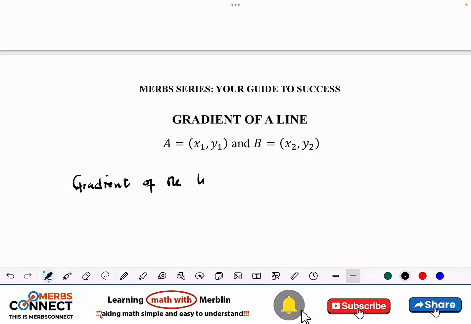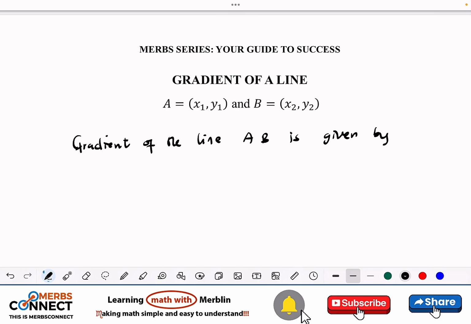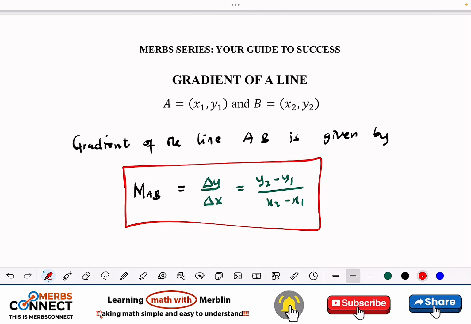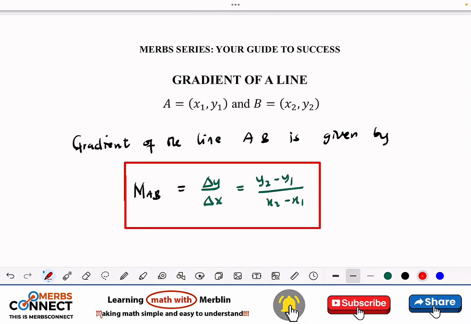So the gradient of the line AB is given by MAB, which will be equal to the change in y divided by the change in x. So this is going to give us y2 minus y1 divided by x2 minus x1. This is the formula that we are going to learn with the slope. So anytime the question demands slope, we know what we are looking for.